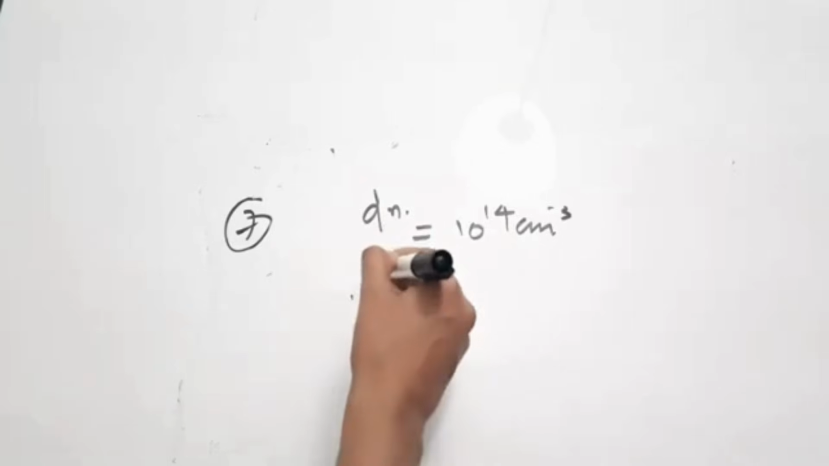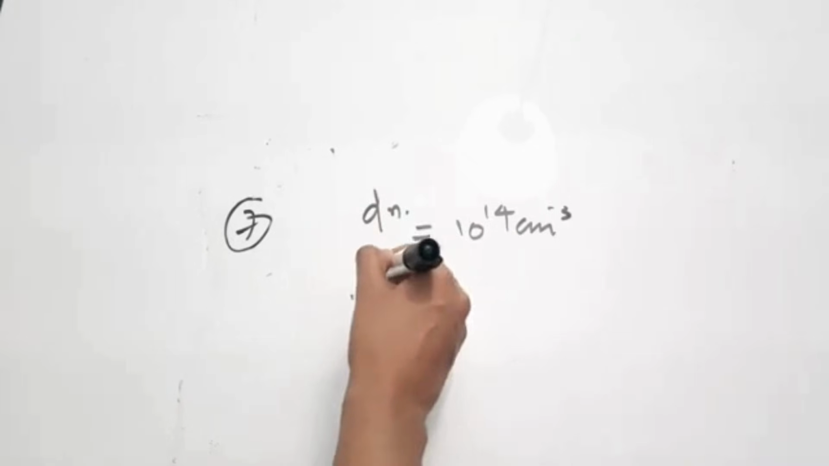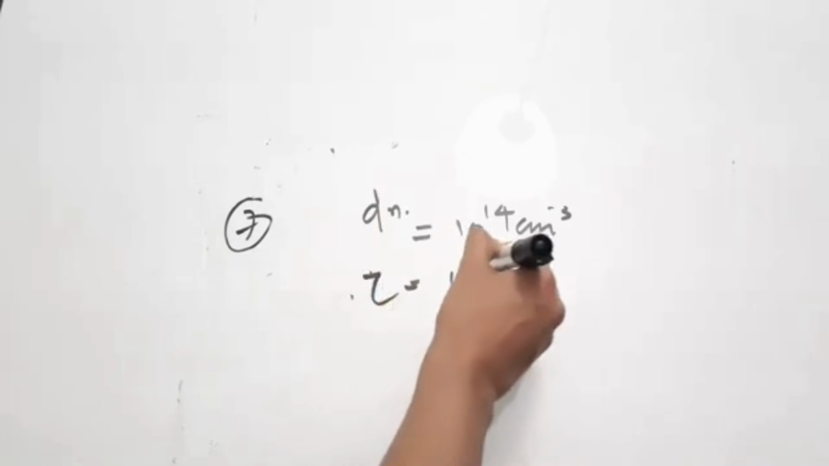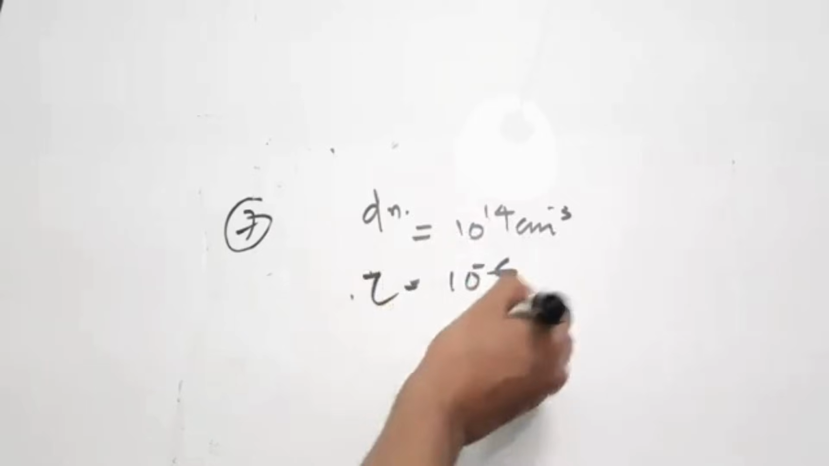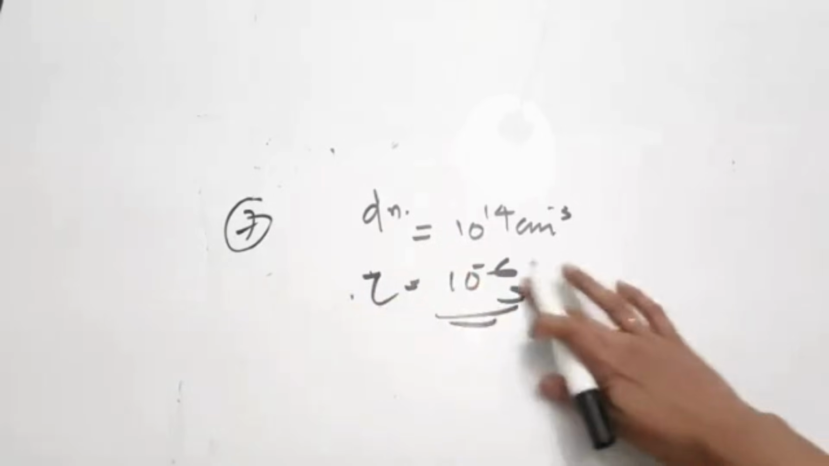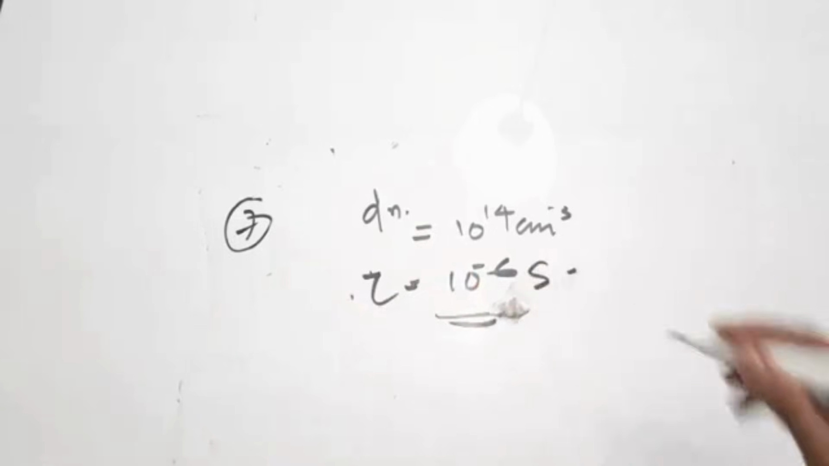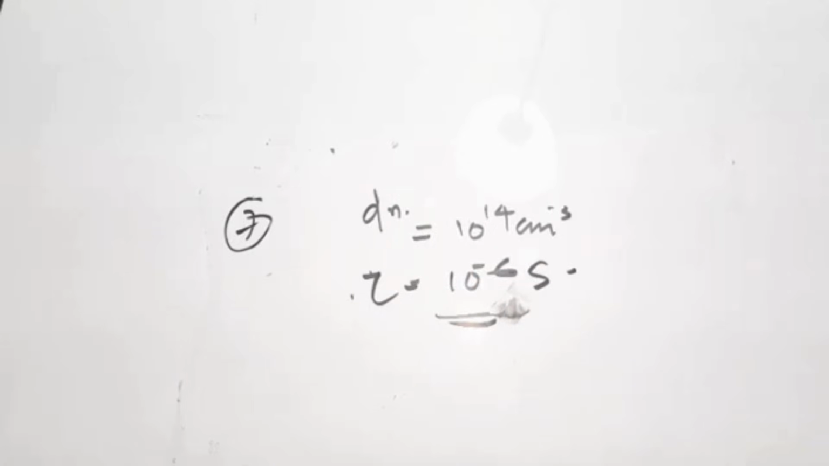And the lifetime of the carrier is given. We'll call it by the letter tau, 10 raised to minus 6 seconds. Micro means 10 raised to minus 6. So 10 raised to minus 6 seconds is the lifetime. We need to find the recombination rate.